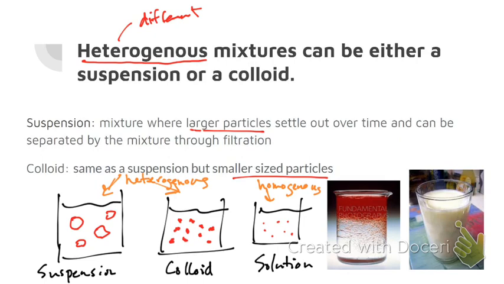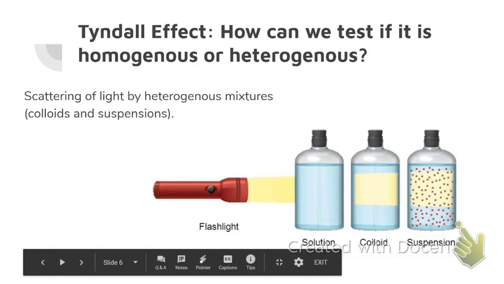So the question is, with your naked eye, it's really hard to tell the difference between a colloid and a solution. So there's a test we can run. The test is called the Tyndall effect, where you flash light through the mixture. In a solution, the light passes through, and the reason is that the particles are so small that the light, let me make it orange, can pass straight through.